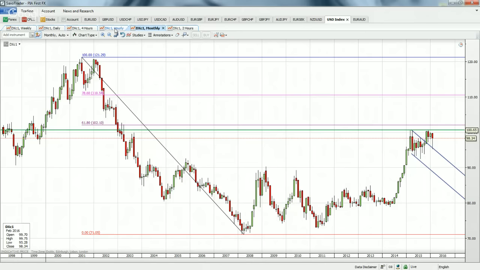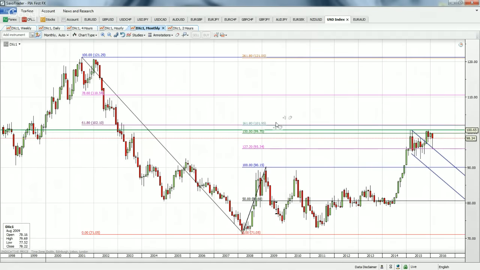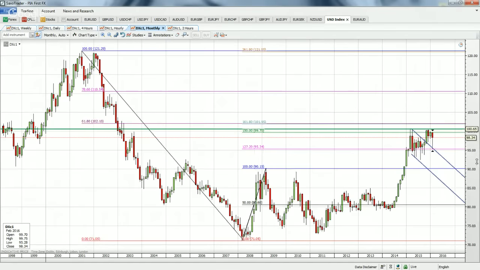Now, if we then go back to our fib tools, okay, this is the area that we're looking at, this 102 area. So we've got a 61.8% pullback level at 102.10, and then we've got a 161.8% extension level from this move here at 101.95. Now, obviously, on the monthly chart, that's only a 15 pip difference. That's quite a tight gap, if you like. So that's what we're looking for over the long term.